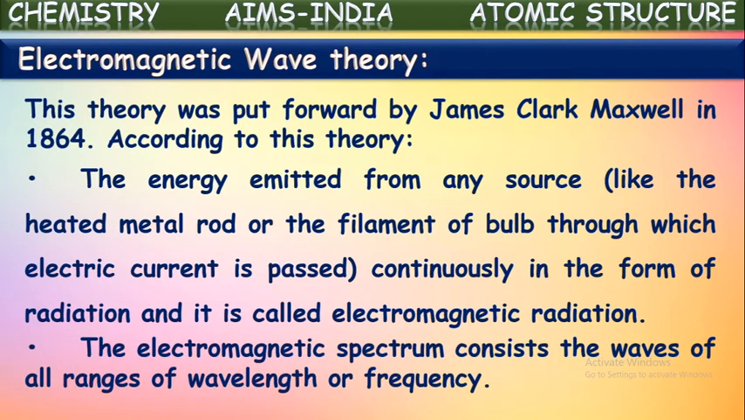The electromagnetic spectrum consists of waves of all ranges of wavelength or frequency. So energy emitted from different sources will be with different frequencies or wavelengths. All these energies are shown in one chart. That spectrum which represents all these waves, the different frequencies and wavelengths, is called the electromagnetic spectrum.